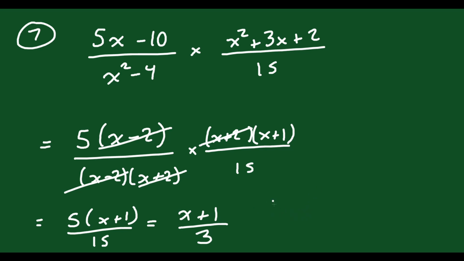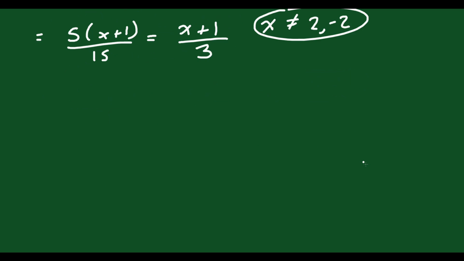All you have to do now is write your restrictions. X cannot be 2 or negative 2 because those were the factors in the bottom. If x is equal to either of those numbers, the bottom becomes 0 and it's undefined. Okay, let's move on to another one.